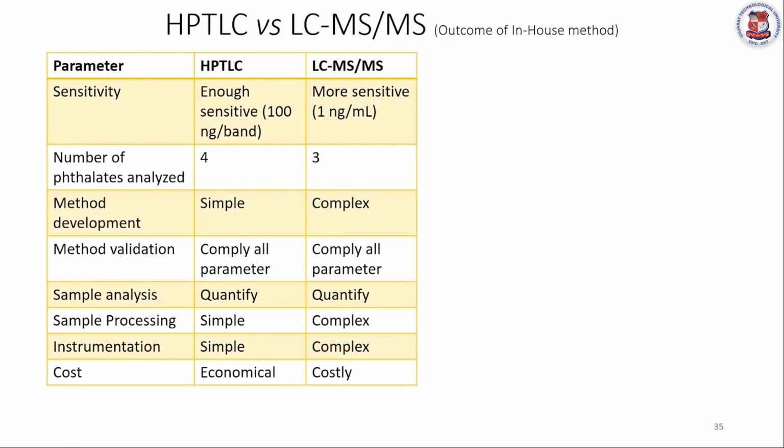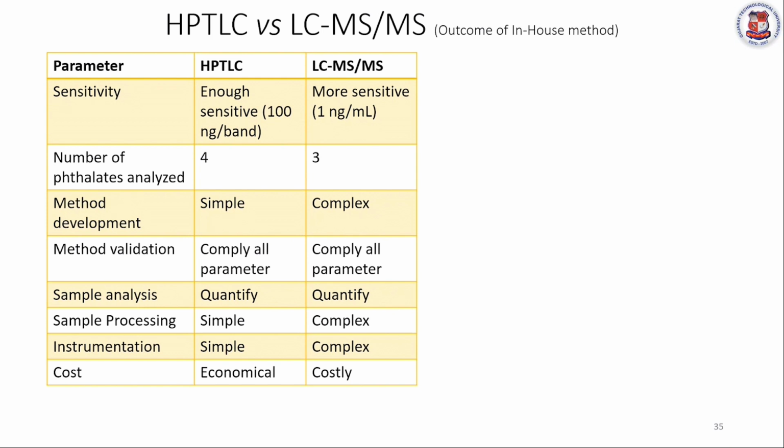By comparing HPTLC and LCMS-MS, we found that in terms of sensitivity, HPTLC is sensitive enough, like 100 nanogram per band. LCMS-MS is more sensitive, of course, as it is known for this. Number of phthalates analyzed: we analyzed 4 phthalates in our study, while in the case of LCMS-MS, we restricted to 3 because we did not want to sacrifice our sensitivity. Method development is simple with HPTLC; in LCMS-MS, it is quite complex.